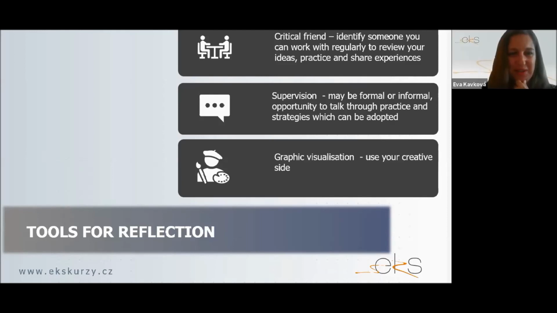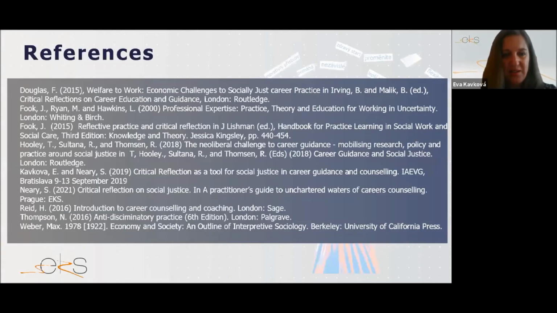Thanks, Siobhan. So this has been just a little example or insight into the world of critical reflection. And if you're interested in more information, there's the publication I already mentioned, and here are some links to further reading. And don't worry, I will send you the presentation, so you don't have to write it down because we don't have time for that. You will receive it.